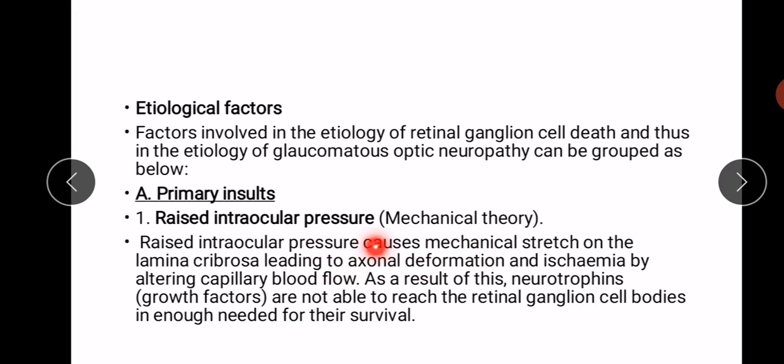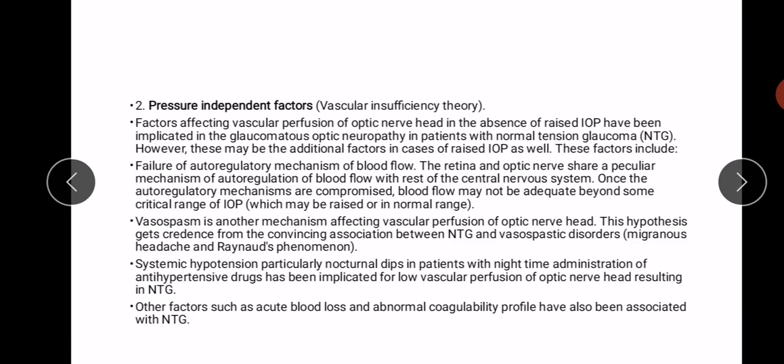So it leads to axonal deformation and ischemia by altering capillary blood flow, and as a result of this, neurotrophins, that is growth factors, are not able to reach the retinal ganglion cell bodies in the amounts required for their survival. So they compress the axons and therefore neurotrophins cannot reach the retinal ganglion cell bodies from the brain, and therefore apoptosis of these retinal ganglion cells occurs.